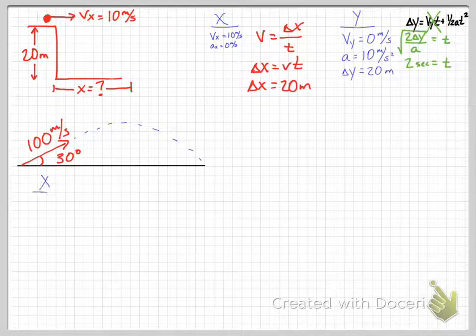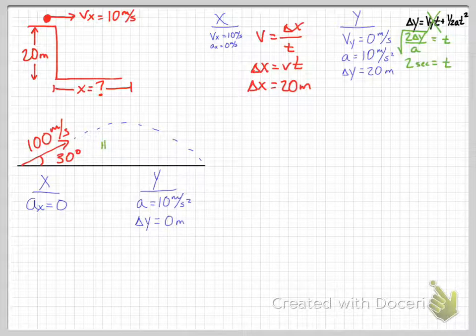The other one we're going to do is projectile at an angle, where we're going to have one launched at 100 meters per second at an angle of 30 degrees. There's no acceleration in the x direction. We have an acceleration due to gravity in the y direction.